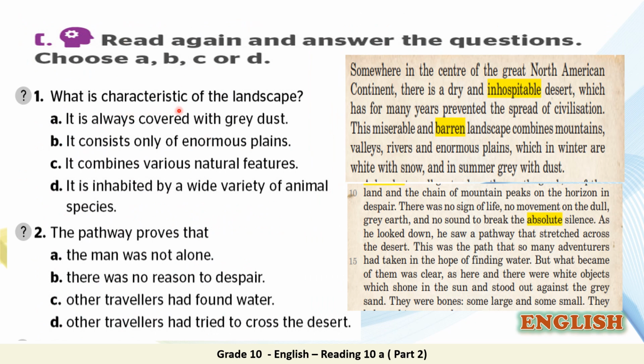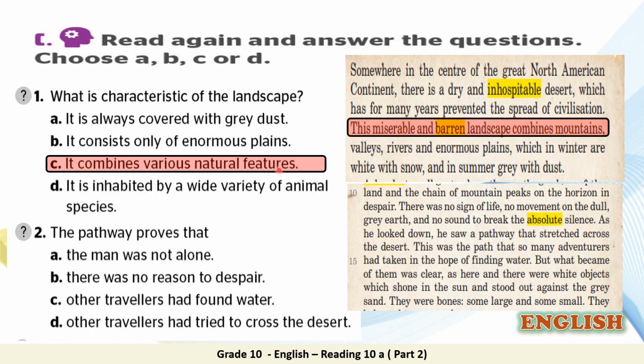What is characteristic of the landscape? Remember here to highlight the evidence from the text. So the correct answer is here in this paragraph. Let's find out together. The correct answer is it combines various natural features. Where is your evidence from the text? It's here. This miserable and barren landscape combines mountains, valleys, rivers, and enormous plains. So the correct answer is various natural features.